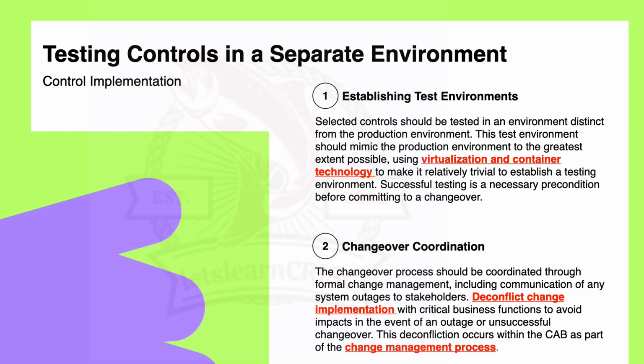It's about avoiding conflict or clashes that could impact the business, right? So, in simple terms, these steps are about being cautious and organized when making changes to important systems. By testing in a safe environment, coordinating changes carefully, and involving a change management process, you reduce the risk of problems and ensure a smooth transition without disrupting essential business activities.